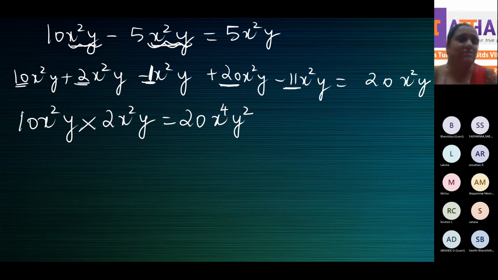So here the signs are plus and plus. There's no sign, so it's plus and plus. So plus into plus is plus. So we multiply the signs. Then the numbers, 10 2s are 20. Then the letters, x square into x square is x to the power 4. Then y into y is y square. So you should multiply everything. Everything is to be multiplied.